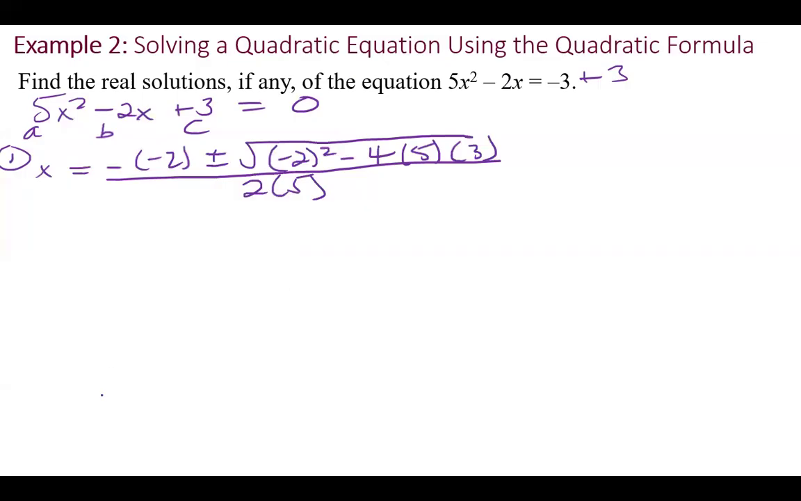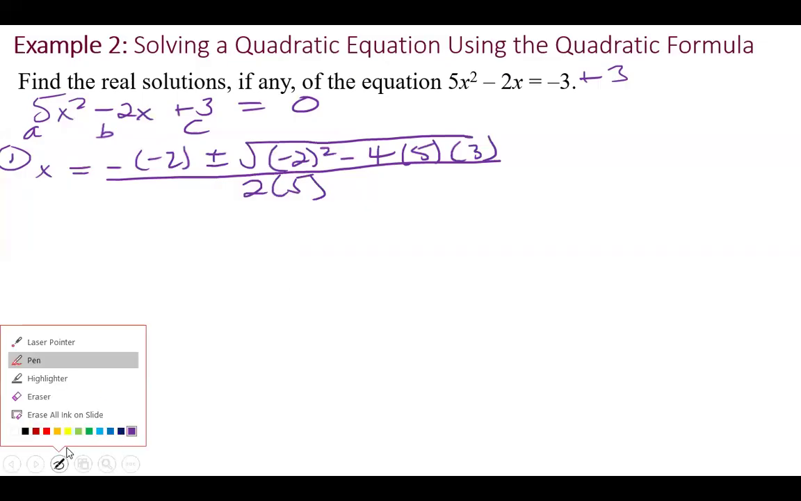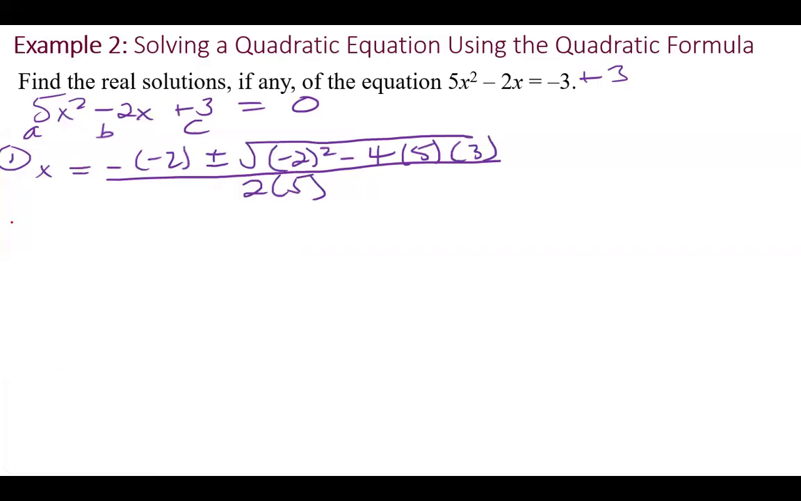Yeah? Okay, step 2 is we then simplify the what? What do you remember what's called underneath the square root? Starts with the D, discriminant. Remember, that's called the discriminant. So we're going to simplify our discriminant. So our discriminant is negative 2 squared minus 4 times 5 times 3.